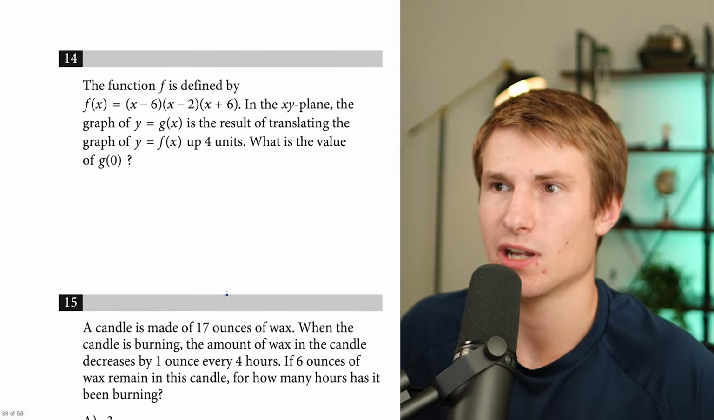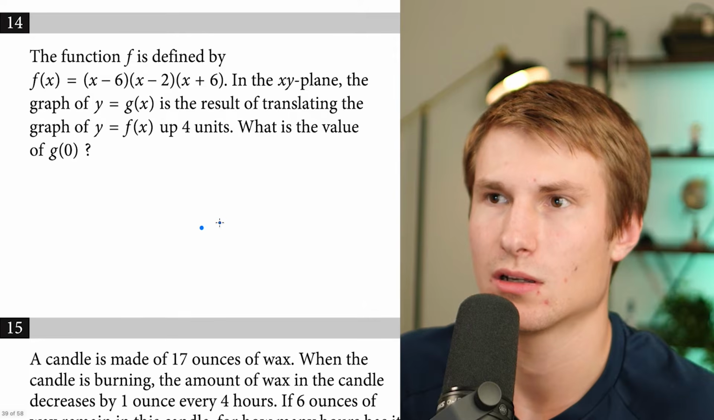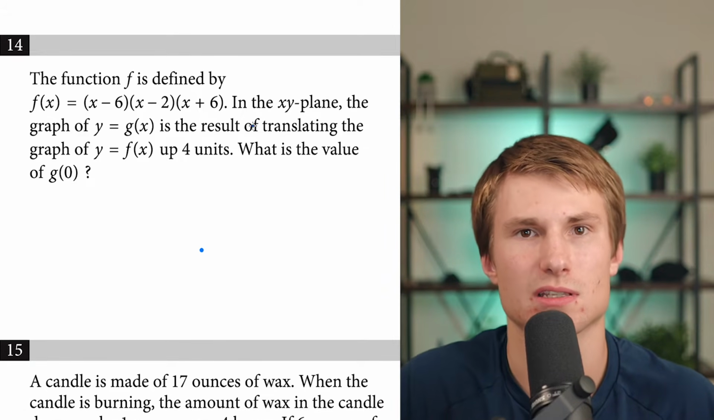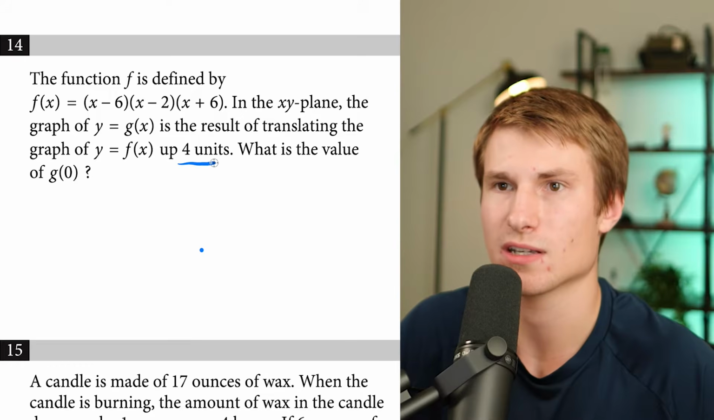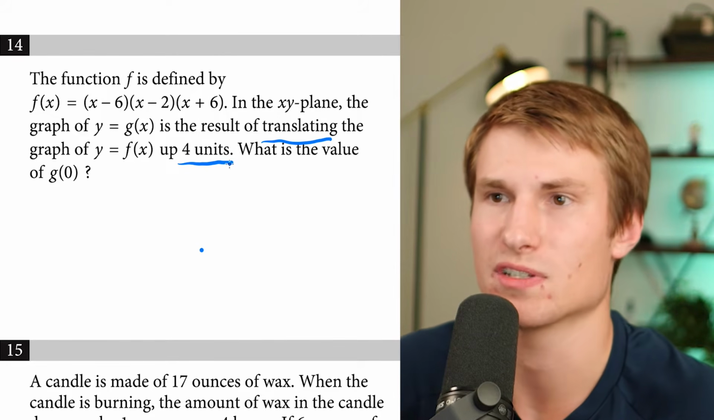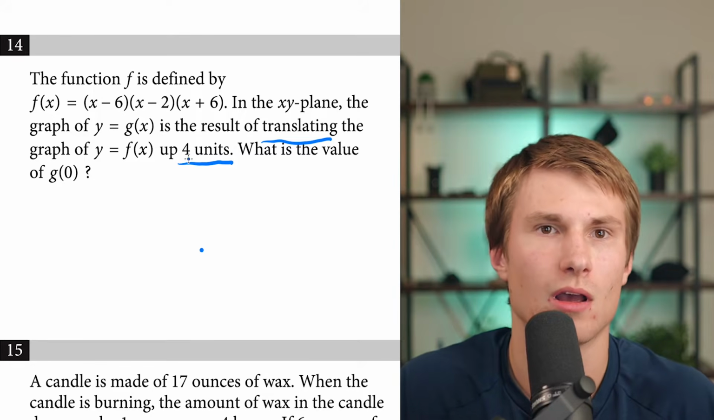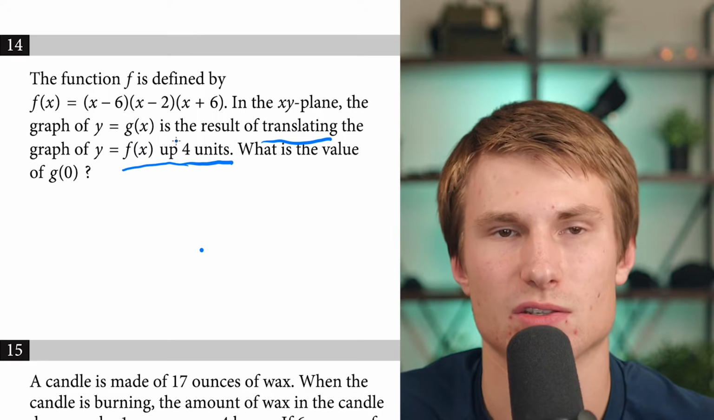Okay, we've got function f is defined by, and let me actually zoom in a little bit, see if you guys can see that a little bit better. Sweet. Function f is defined by f of x equals x minus 6, x minus 2, x plus 6 in the xy plane. The graph of y equals g of x is the result of translating the graph of y equals f of x up 4 units. Anytime on the SAT you see the word translating or moving something up, down, left, right, pay really close attention to it, because if you don't, you're probably going to get it wrong. In this case, we are translating the graph of y equals f of x up 4 units, and that gets us y equals g of x.